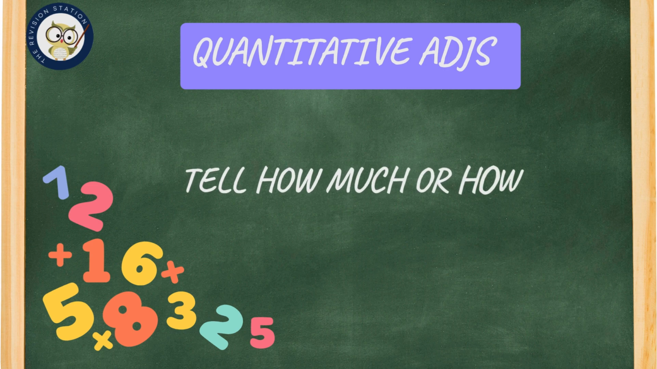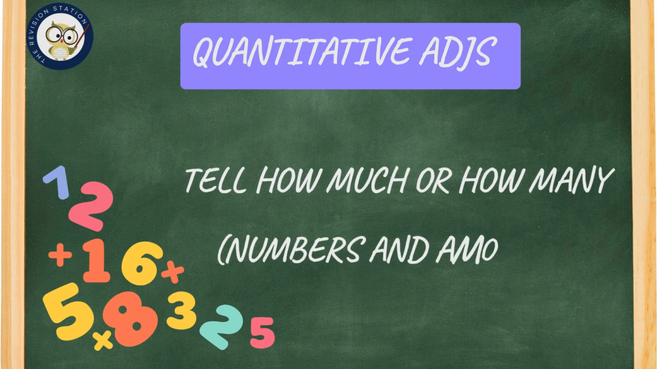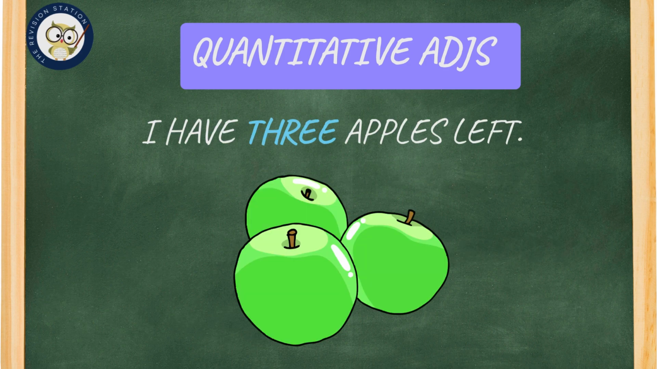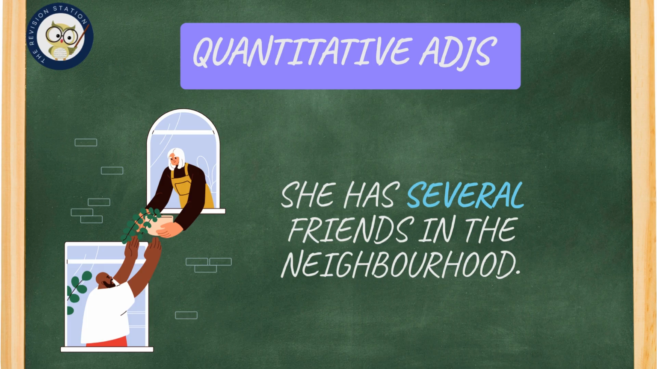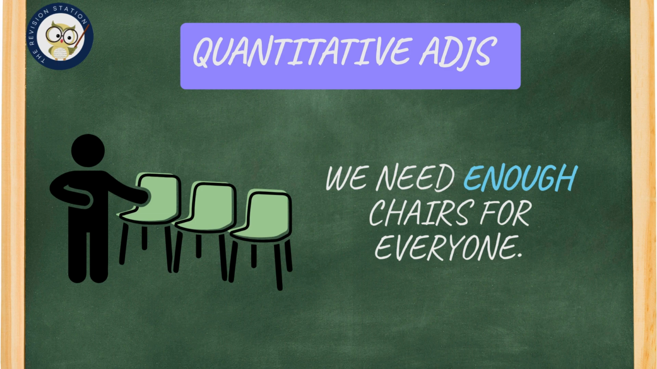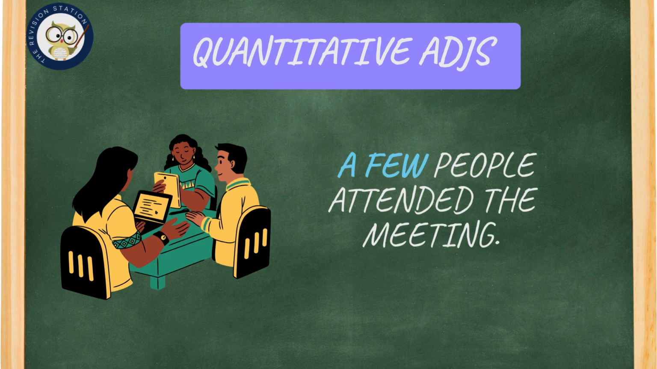Quantitative adjectives basically tell us how much or how many of something we have. I have 3 apples left. She has several friends in the neighborhood. We need enough chairs for everyone. A few people attended the meeting.